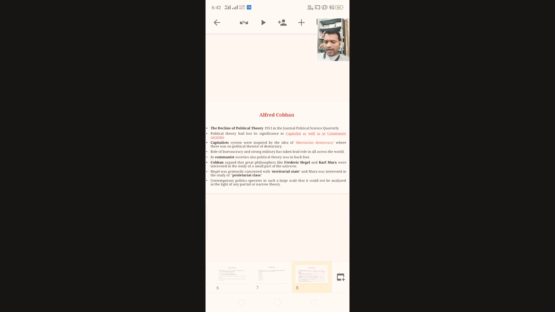In fact, in communist societies also, political theory was on the back foot, because we see in Soviet Russia, in communist China and other smaller countries where communism and socialism had taken place, they were also not interested in any kind of flexibility, or they were not flexible in their approach. Therefore, Alfred Kuhn argued against even great philosophers like Friedrich Hegel and Karl Marx.